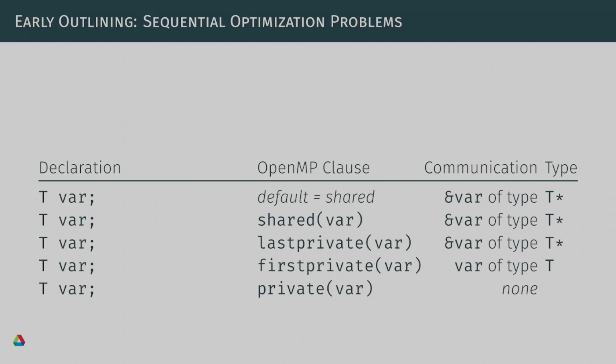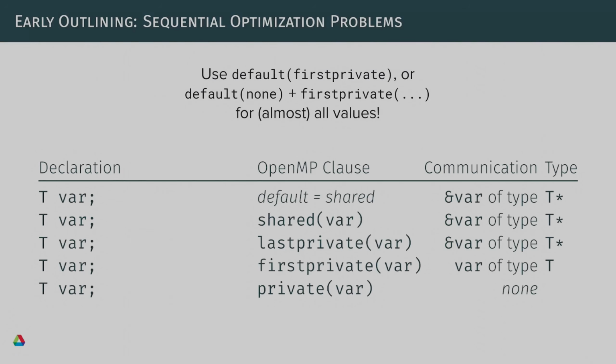If you pass something as firstprivate, however, we'll make a copy of it. So if you pass a variable of type T as firstprivate, we'll pass it as type T. That is what you want to do. If you pass something as private, we're actually not communicating anything. We're just allocating a new variable inside the scope. So that's also very good. And now a rule: you should use default firstprivate pretty much always. If that is not implemented by your compiler yet, you could use default none and then firstprivate all the variables explicitly.